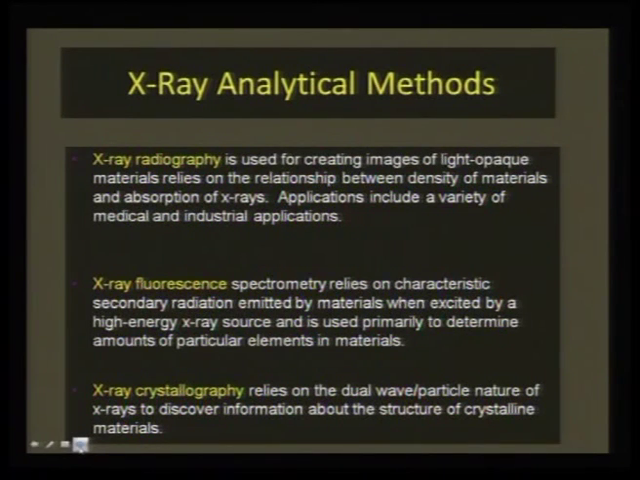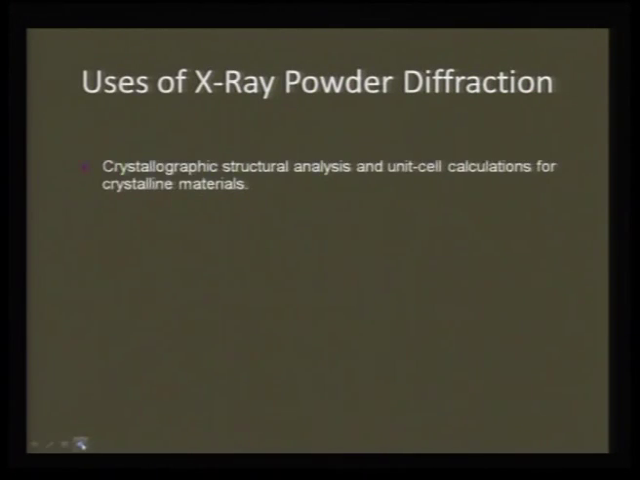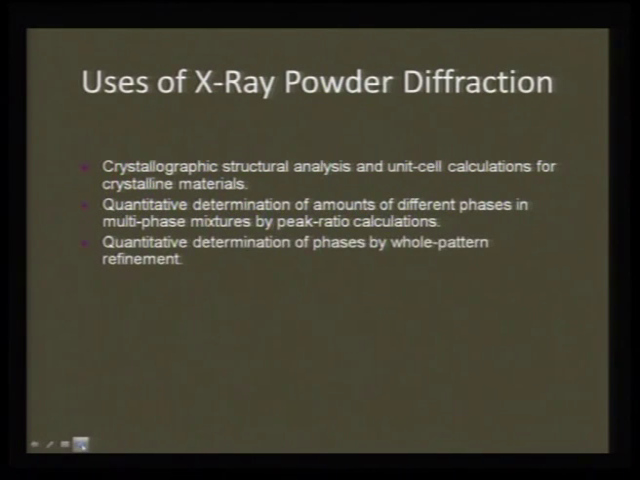One is X-ray radiography in medical applications, but X-ray fluorescence is also another avenue where you can quantitatively get to know how many metals are there, or what is the composition of the metal using the same X-ray technique, apart from X-ray crystallography.